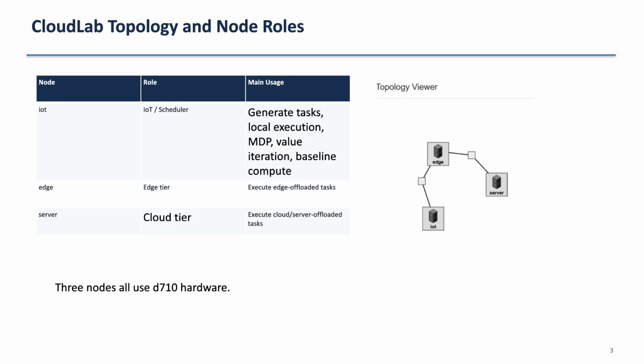Cloud type and the node roles. The IoT node is used for the IoT compute and its scheduler. It generates tasks, local execution, and the MDP, the value iteration, and the baseline compute. The edge node executes the edge offload tasks. The server node is used to execute the cloud server offload tasks. The three nodes all use D710 hardware.